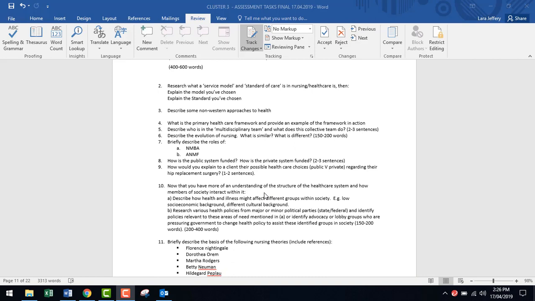Number 3, describe some non-Western approaches to health. So what are all of the things, so people don't always present to hospital to fix their ailments. So what are some of the other non-Western approaches to healing your body, essentially? 4, what is the primary healthcare framework? And provide an example of the framework in action.